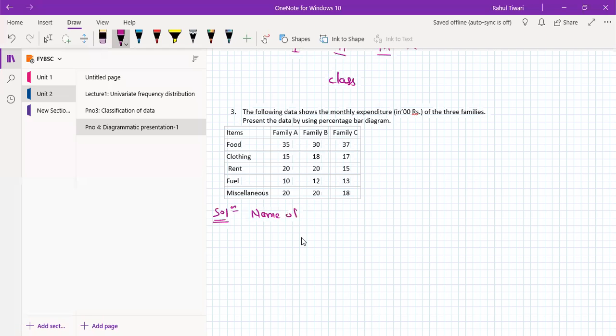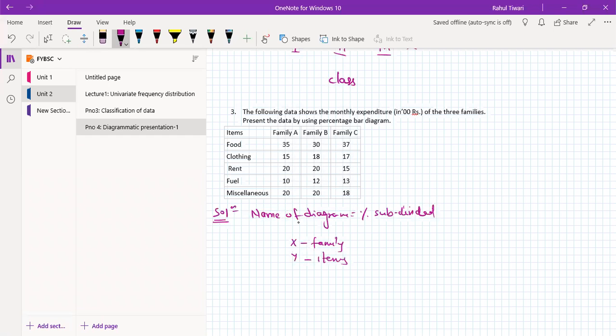Percentage subdivided bar diagram. Previous वाले से, फिर से अपने को परसेंटेज सब डिवाइडेड बार डायग्राम बनाना है, लेकिन क्या लेना है? What we have to consider on x-axis? Family. Yes. So on x-axis, we have to define family, and on y-axis, we have to define items.